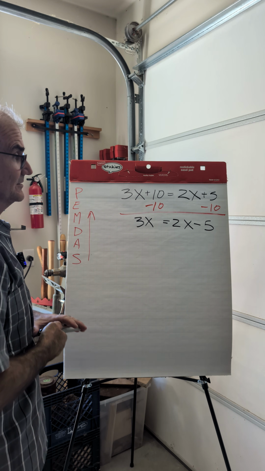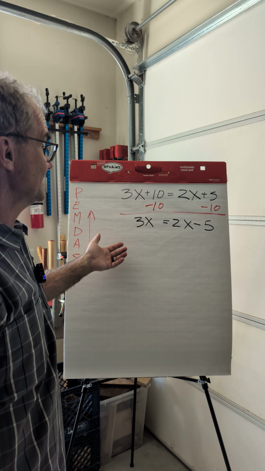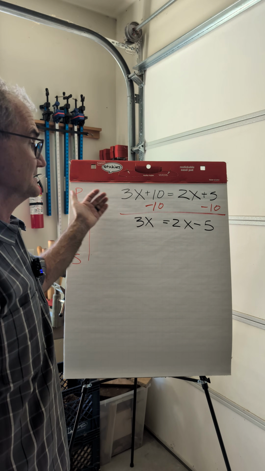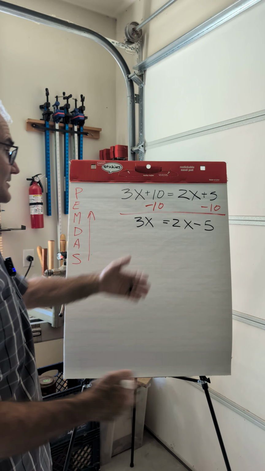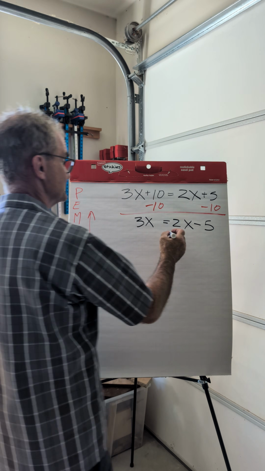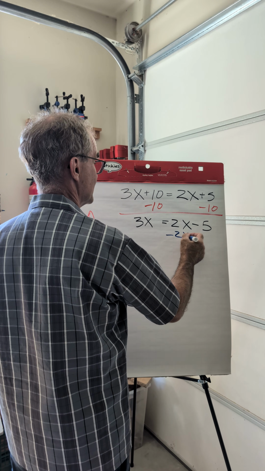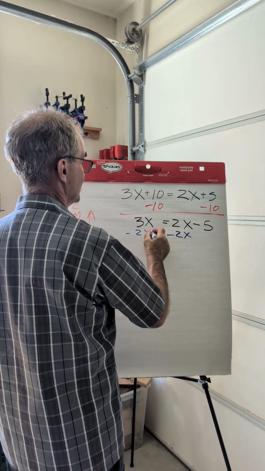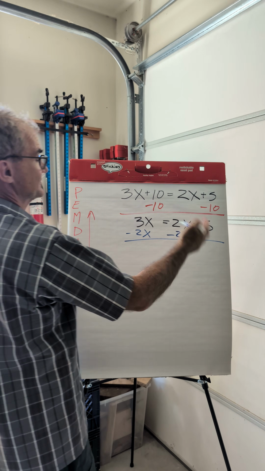All right? I still got addition and subtraction going on here. So I got to subtract to get rid of those things. I want all my x's on the left, so I'm going to subtract 2x from both sides. Again, I do whatever I want, as long as I do it to both sides equally.